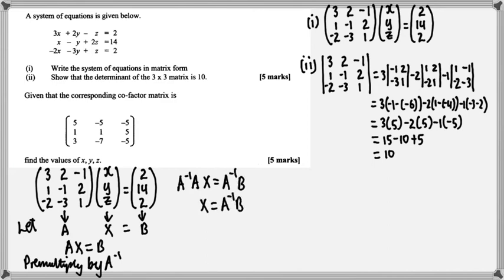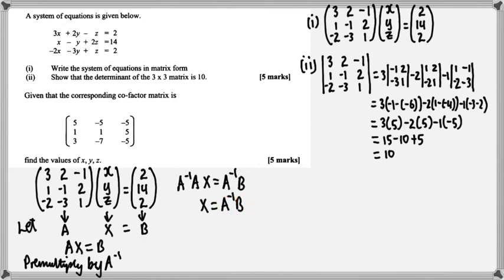The reason why A inverse by A would give you I, the identity matrix, and the identity matrix by any matrix is itself. So that's why we have X there. And X, remember, is the same as the column matrix, right? So X, which is what we need to find, the column matrix of the values of X, Y, and Z, is given by A inverse by B.